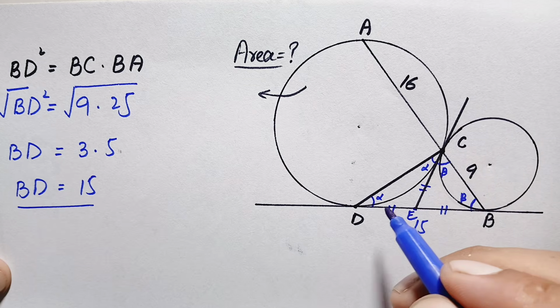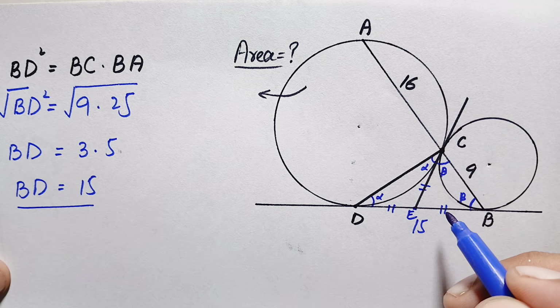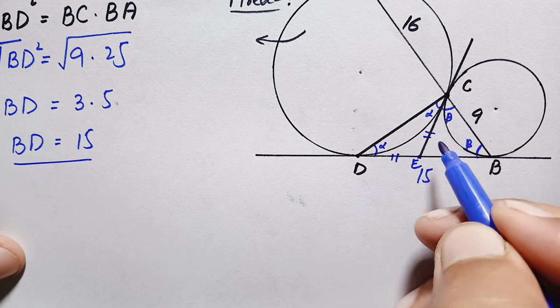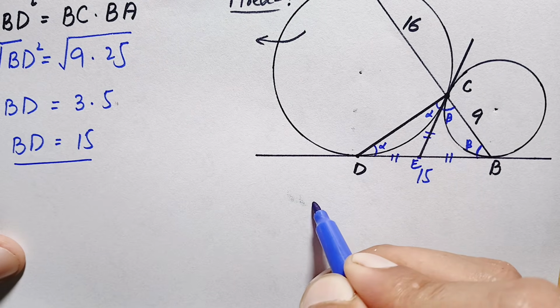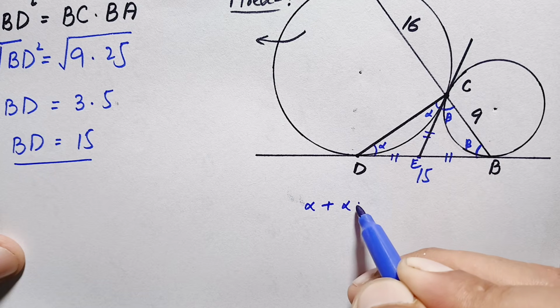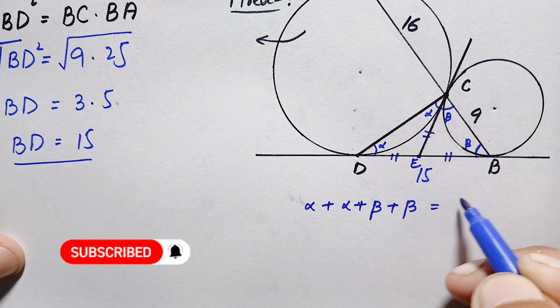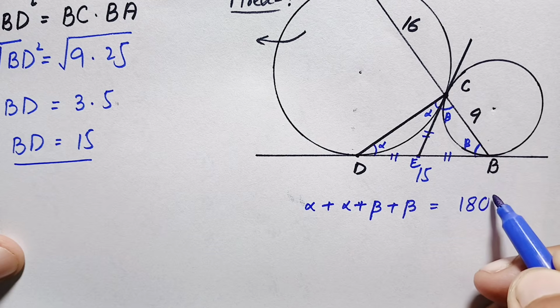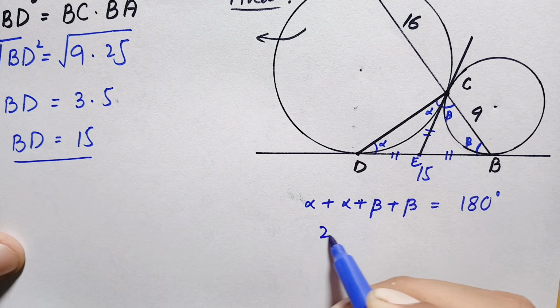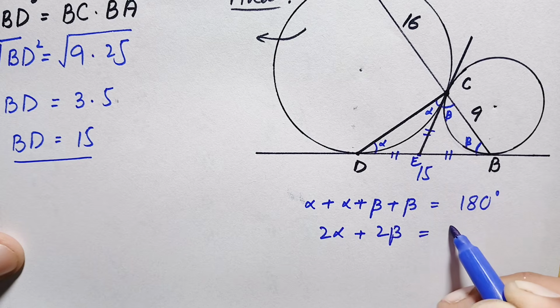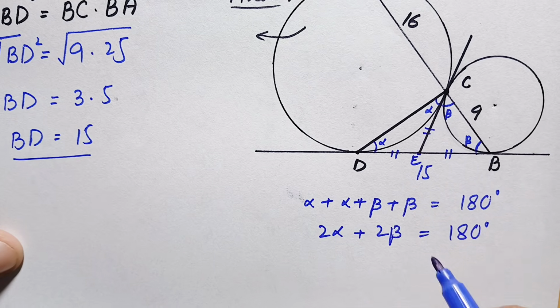And we also know that the sum of all angles in a triangle is always equal to 180 degrees. So from here we can write the sum of these angles, which is alpha plus beta plus beta plus alpha, equal to 180 degrees. So this is 2 alpha plus 2 beta equals 180 degrees.